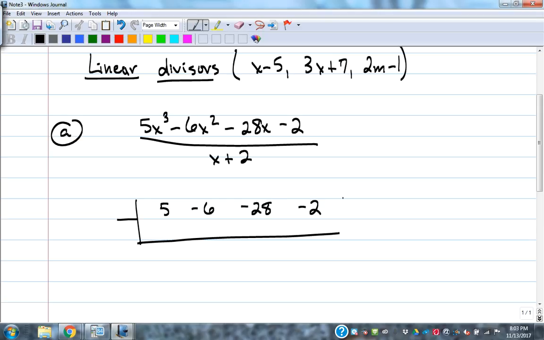We don't bring the variables with us. Leave those out. That's the nice part about synthetic division. You don't have to deal with all those variables. You don't have to deal with the distributive property either.